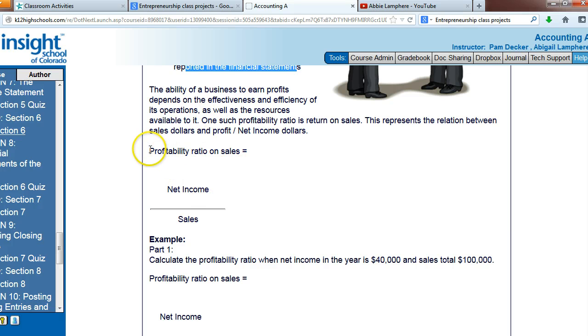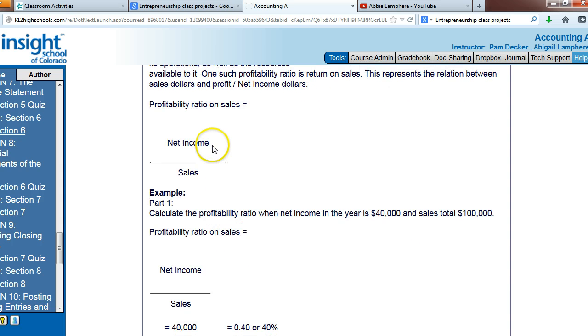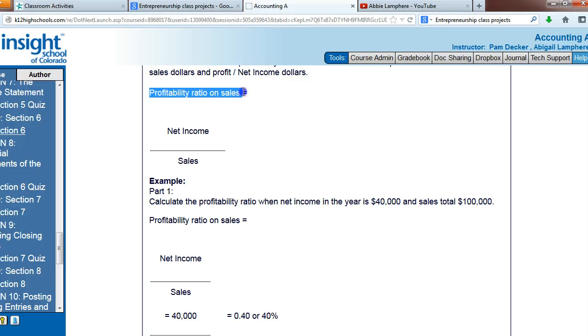So for instance, this one is a profitability ratio. A profitability ratio is return on sales. So after we sell our items, what is actually turning into net income? Because remember, if we have our sales revenue and then we have to subtract out all of our expenses to find our net income. So we want to find the relationship between sales dollars and actual profit or net income. So this profitability ratio looks like this: net income divided by sales.